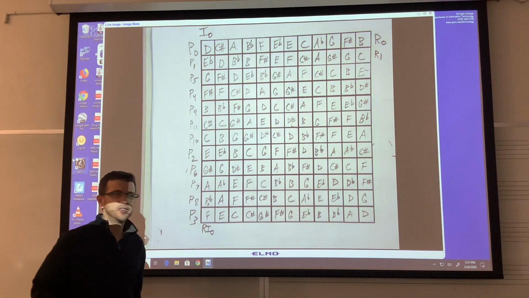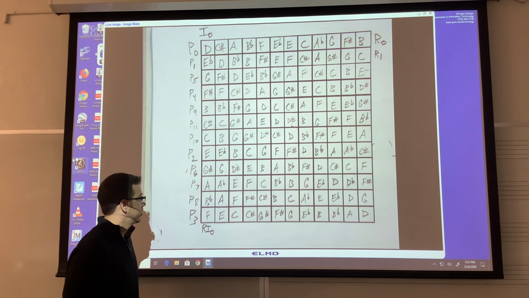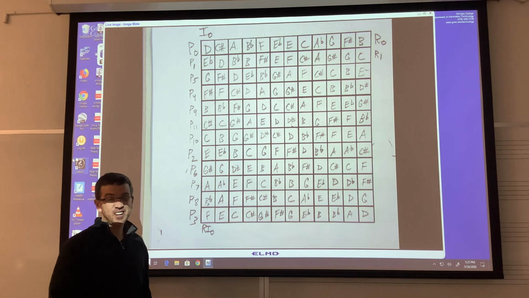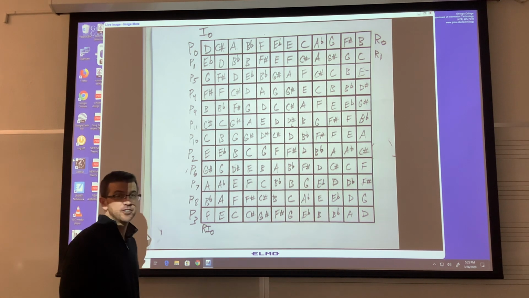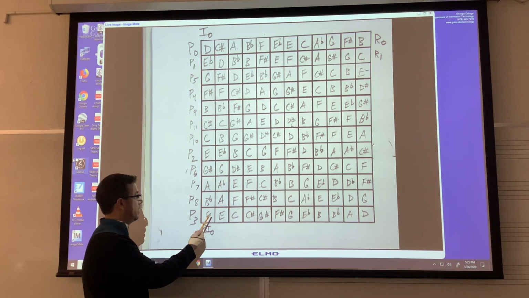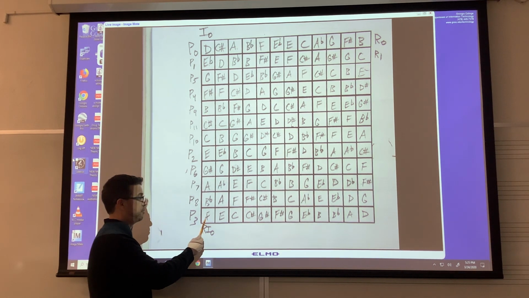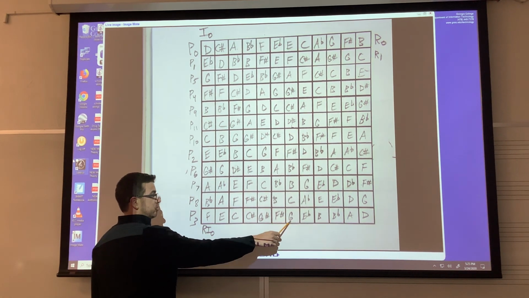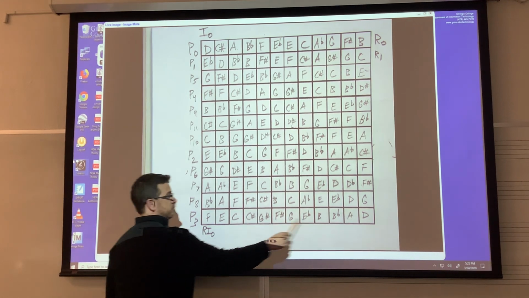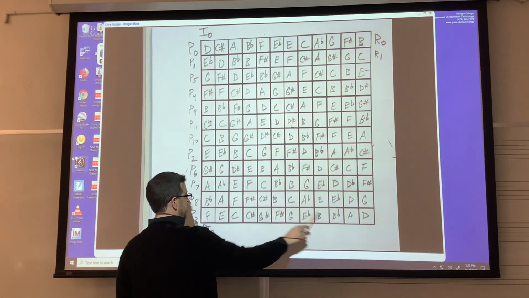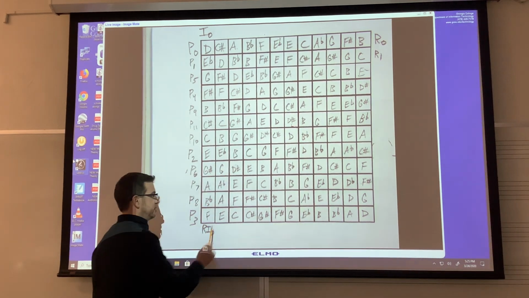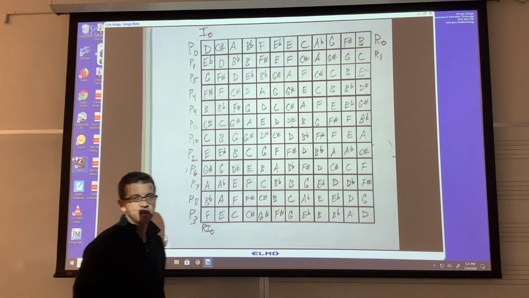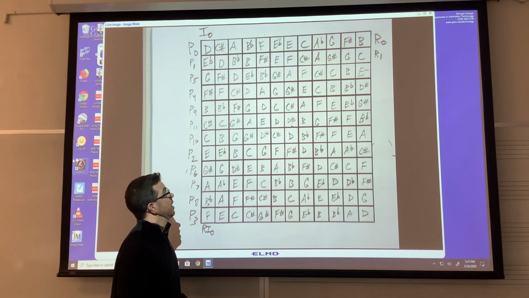All right, I've got it filled in. And here's the thing, a good way to double check is again to go up by half steps and see if you have one of each note. Let's try P3. F, F sharp, G, G sharp, A, B flat, B, C, C sharp, D, E flat, E, back up to F. So it looks like we've got one of each.